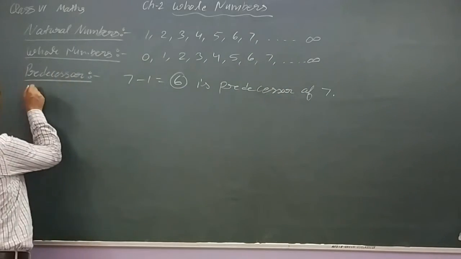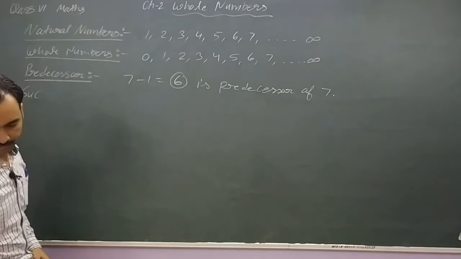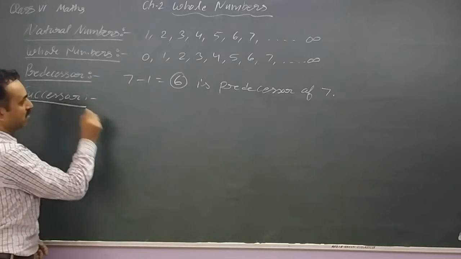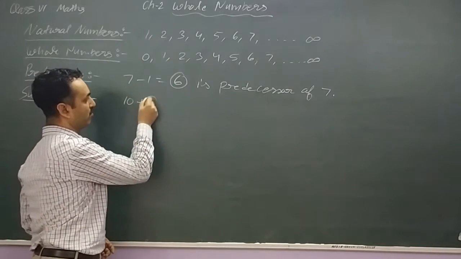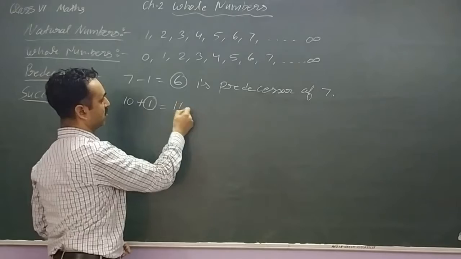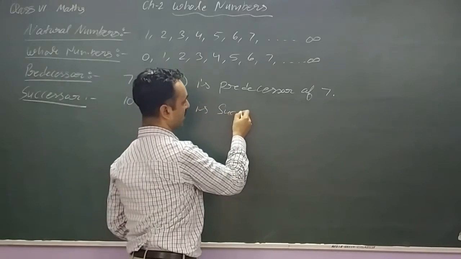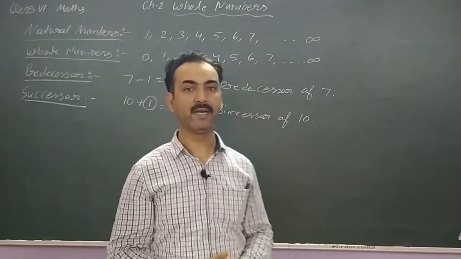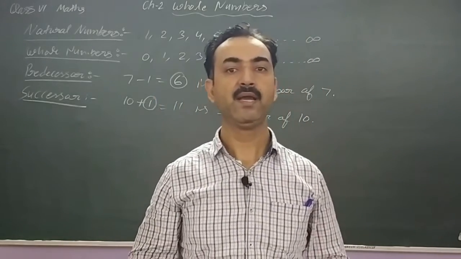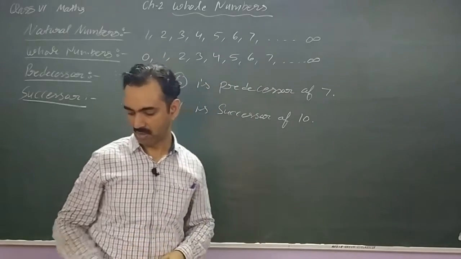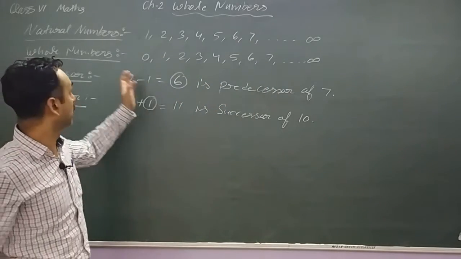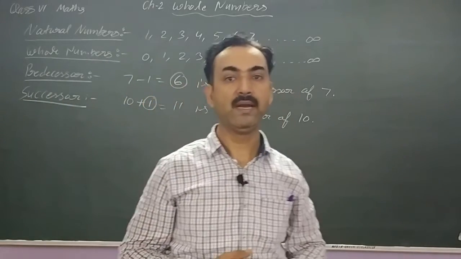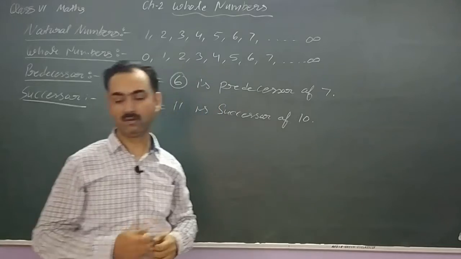Now successor. To find the successor, you have to do plus 1. So 11 is the successor of 10. So to find the successor of any whole number, you have to do plus 1. So what is meant by whole numbers? Whole numbers are a group of numbers which start from 0, and the first whole number is 0.